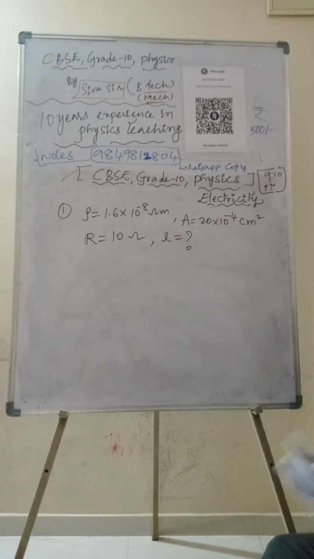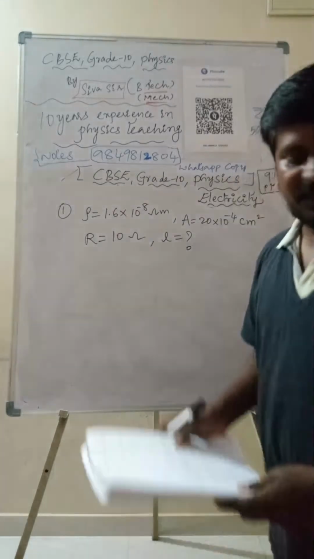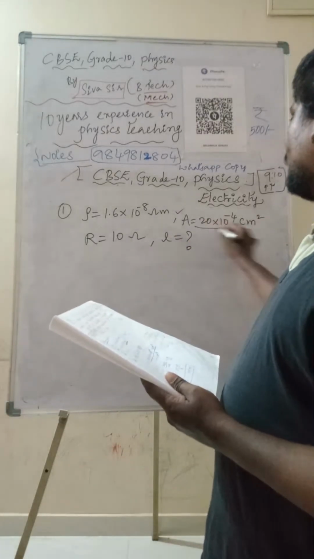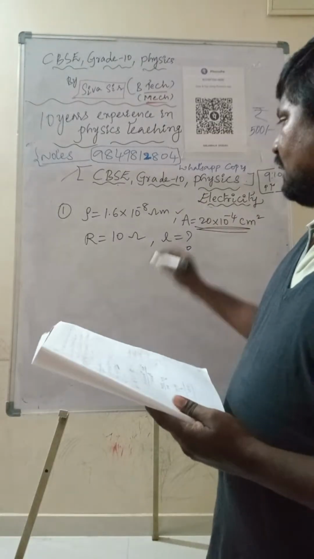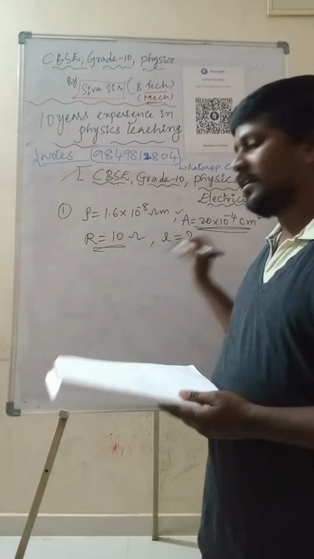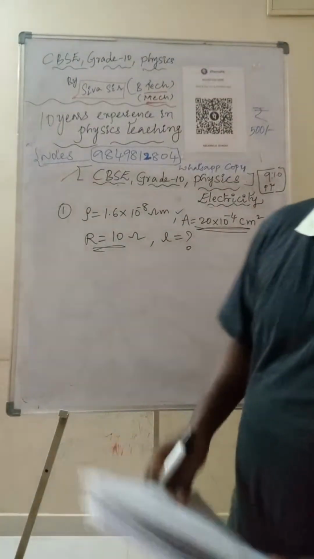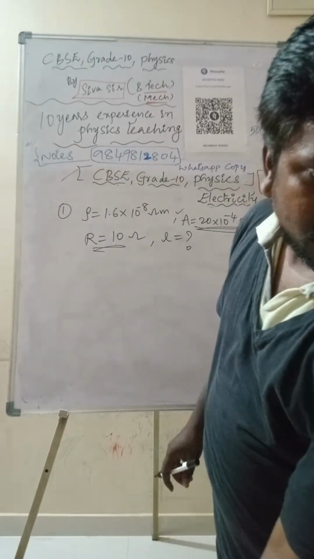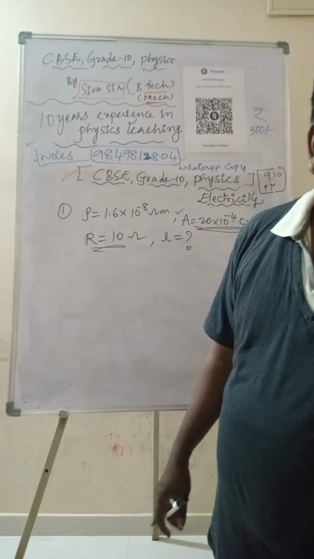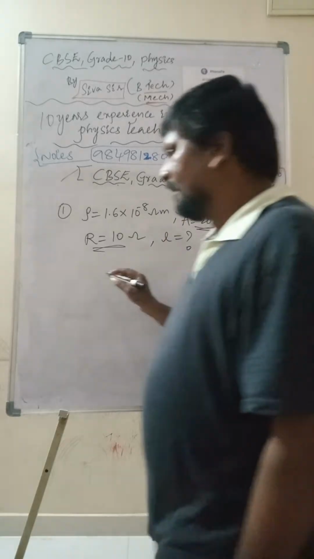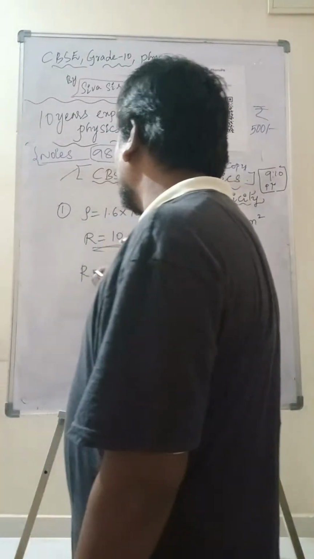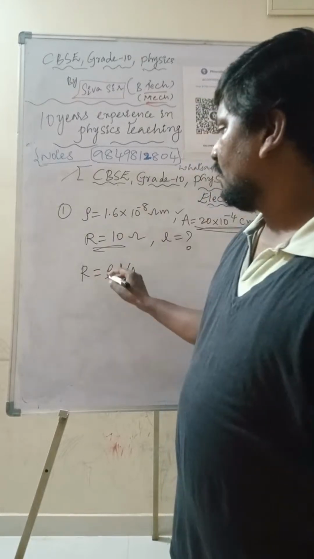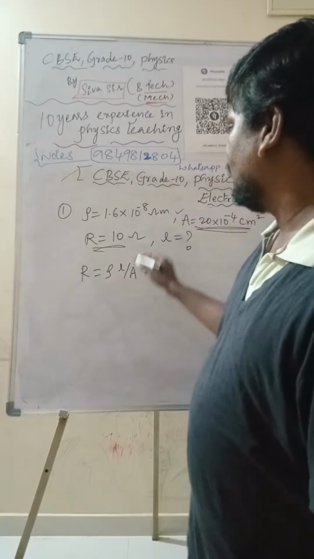Now you can see, a copper wire's resistivity is given, the area of cross section is given, and resistance is given. We need to find out the length. How to solve this one? I'm taking R equal to rho into L by A, R equal to rho L by A. From this we can find L.